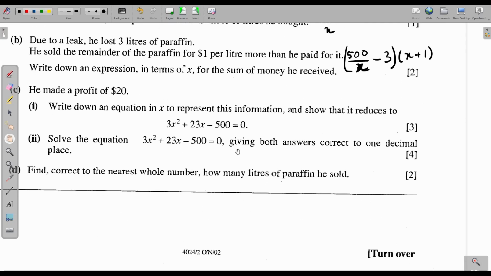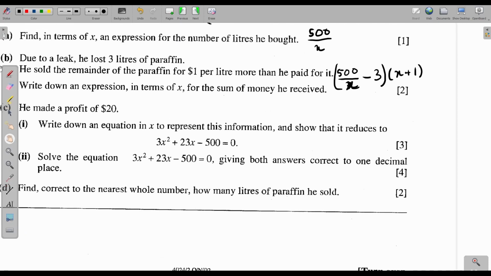All right, he made a profit of $20. Write down an equation in x to represent this information and show that it reduces to 3x squared plus 23x minus 500 equals 0. So this part that we just calculated is the money that he received, which can also be called his revenue. This is how much money he made, right? But what they want us to calculate is the profit.